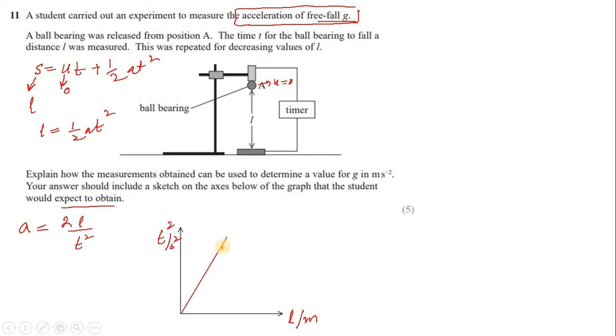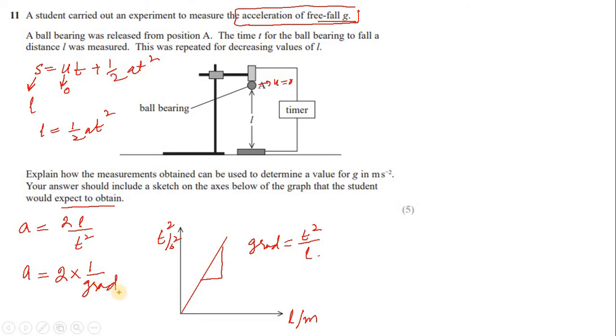And the gradient of this straight line will be t squared over L. But in our formula, we need L by t squared. So after finding the gradient, acceleration can be found by just 2 multiplied by 1 upon gradient.